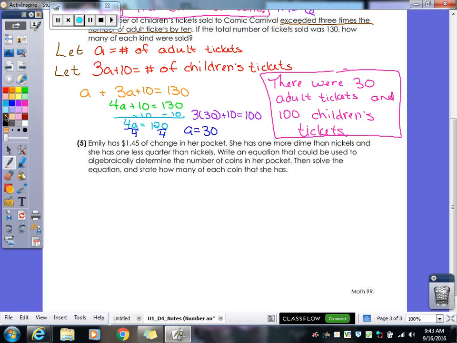Alright, then our last one here in our notes. Emily has $1.45 of change in her pocket. She has 1 more dime than nickels, and she has 1 less quarter than nickels. Write an equation that could be used to algebraically determine the number of coins in her pocket. Then solve the equation and state how many of each coin she has. So how many different types of coins are we talking about? Dimes, nickels, and quarters. So 3 types of coins, 3 let statements.